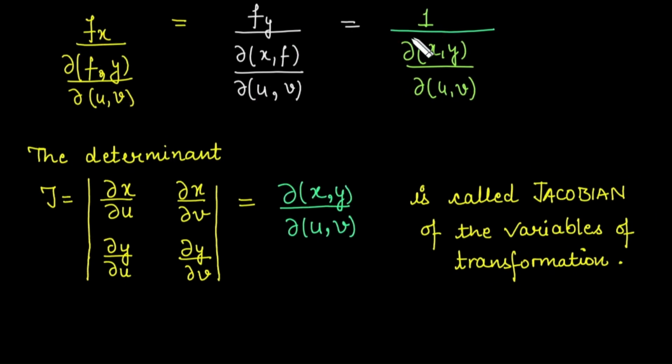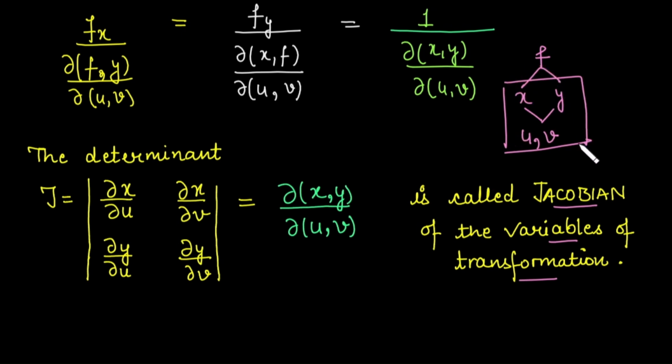Moreover, we have a more simplified form of this, that is partial of xy divided by partial of uv. This is called the Jacobian of the variable of transformation. In our scenario, we have considered a function that is depending upon x and y, and further they are depending upon u and v. When we are taking the partial derivative of x and y with respect to uv, the matrix formed by this is called the Jacobian.